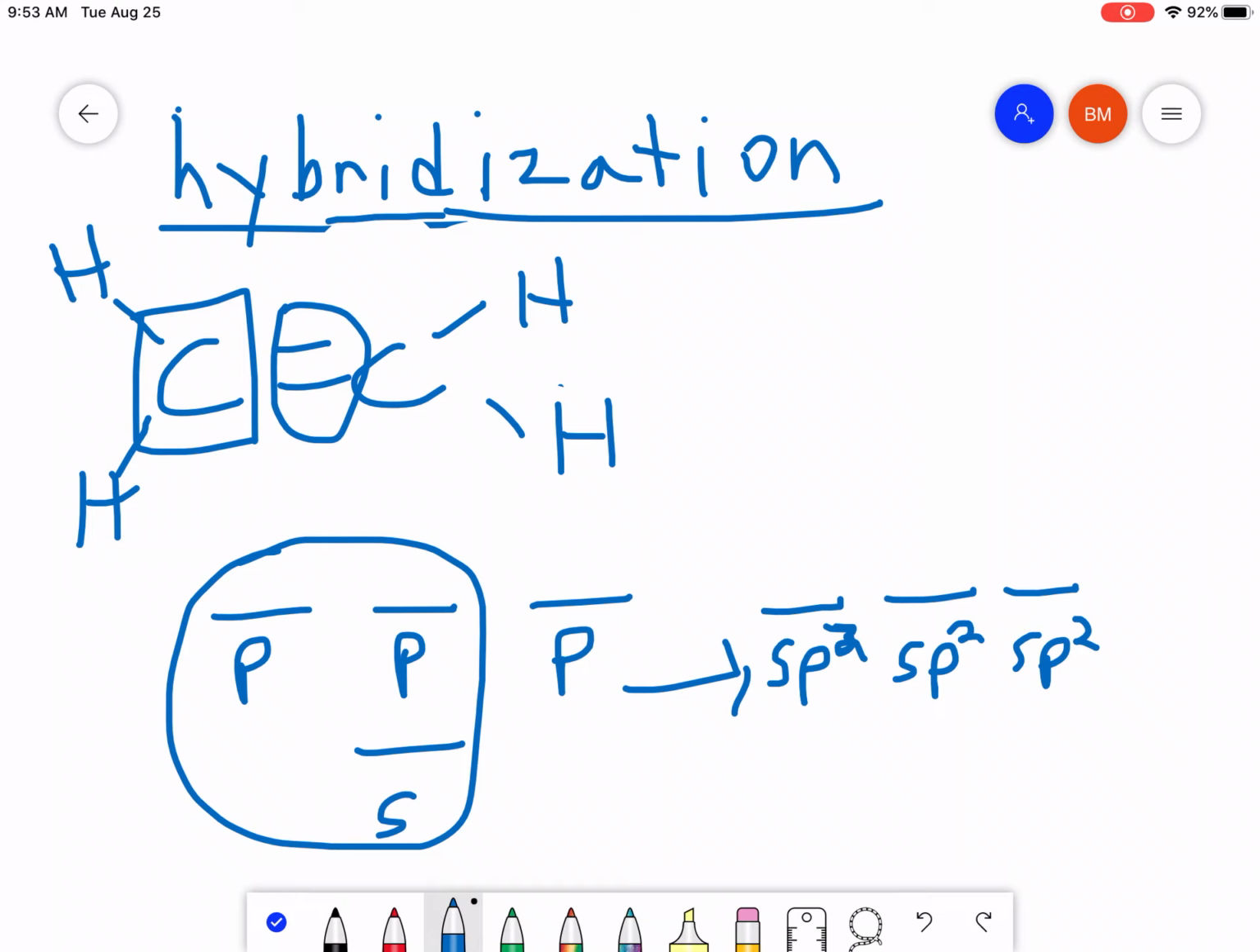Okay? Now you notice we have something left over. We have a p orbital left over. For all intents and purposes, the energy of this p orbital is going to be about the same as the hybrid orbitals in this case. So we can draw it on an equivalent line. That'll be important when we map our electrons out in just a second.